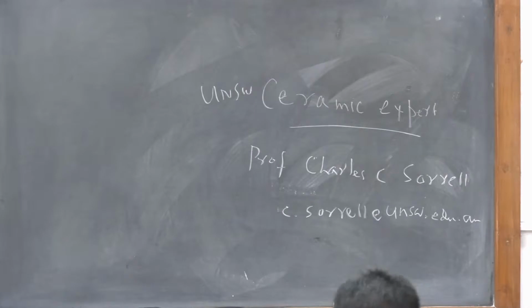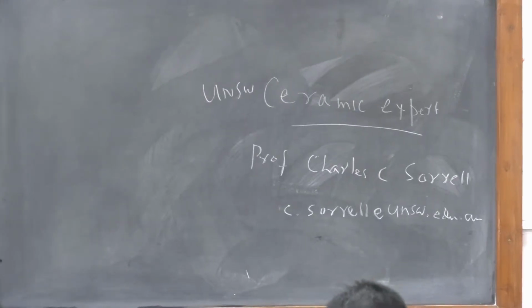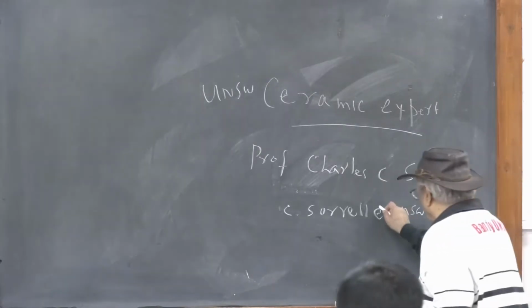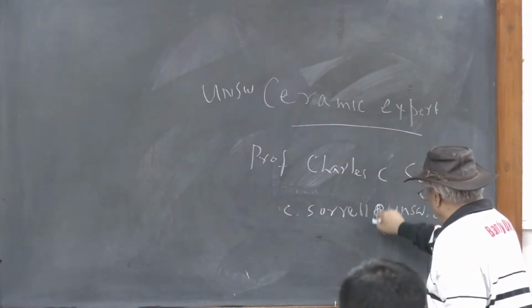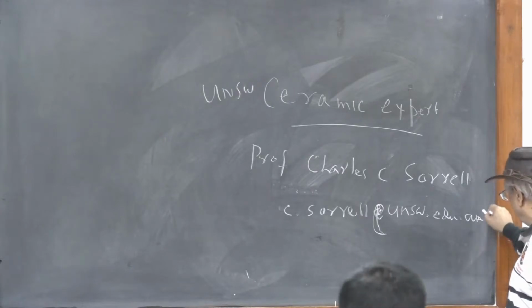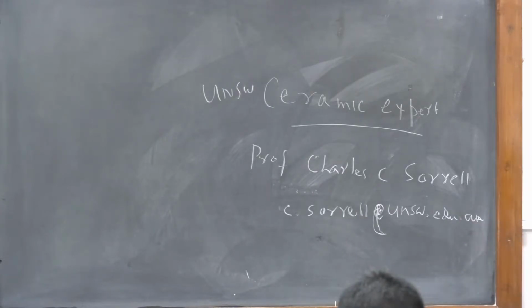In a number of my fly ash recycling papers, his name is there. He has not been directly involved in the research, but he has given valuable information to my student, and I'm thankful to him. Sorry, this is not, like you say, at the rate of. It is unsw.edu, this is Australia, AU. Professor Charles C. Sorrell.